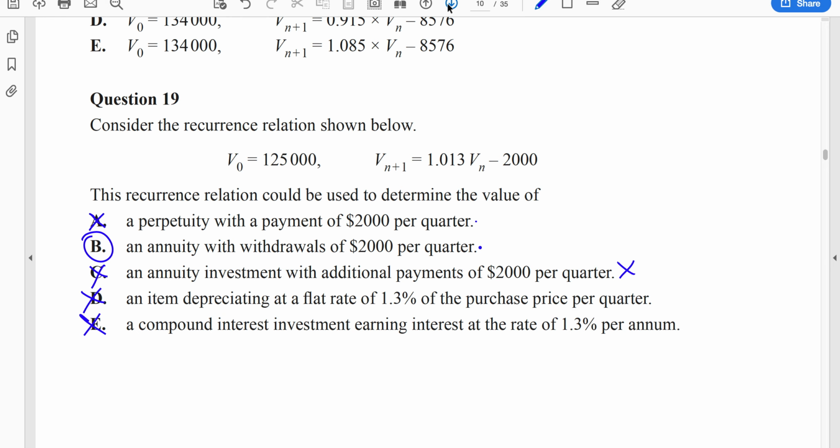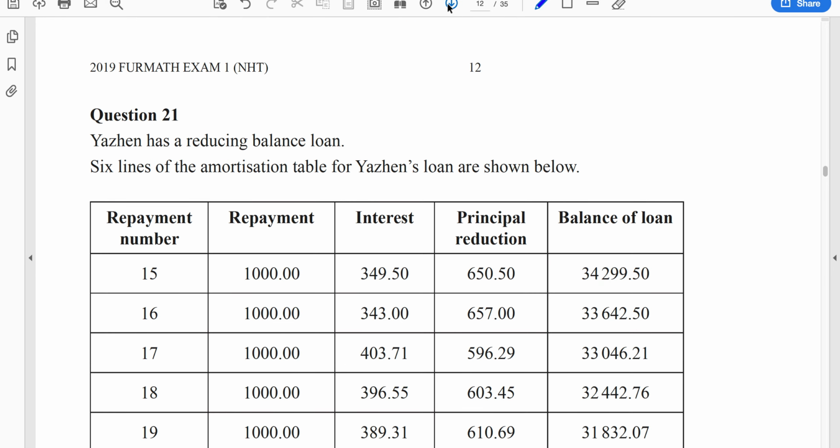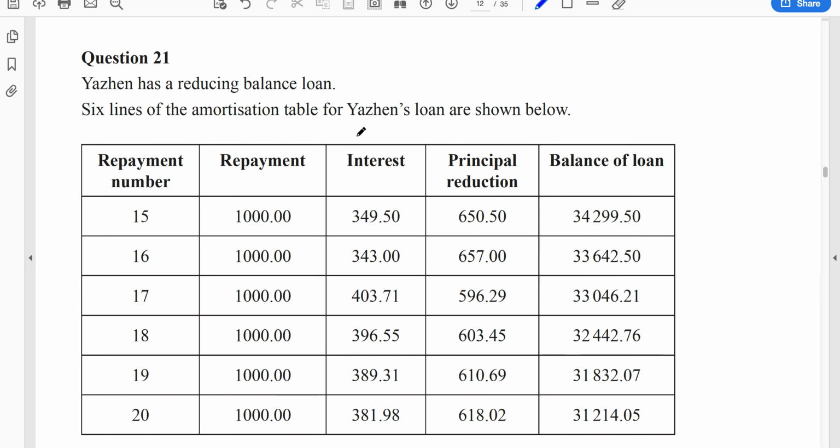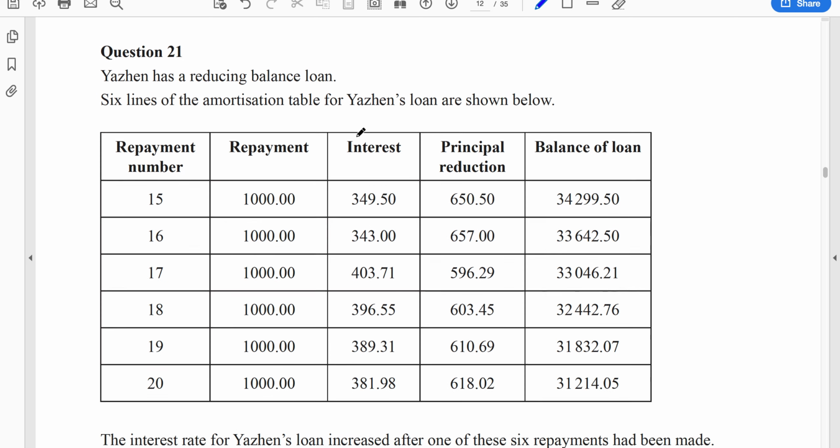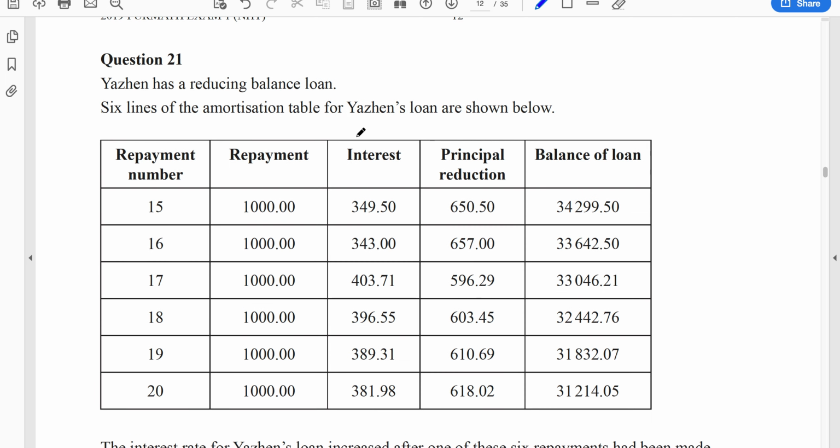Now, just skipping ahead to the last few questions in the financial part. So 21 to 24 is what I'm going to go through. With question 21, this can be done with zero calculations. I'll show you how it can be done with calculations as well. But what we've got is a part of an amortization table. You can see that it's a reducing balance loan. Well, you're told it's a reducing balance loan anyway, but you can also see that the balance of the loan is decreasing. So that's another giveaway.